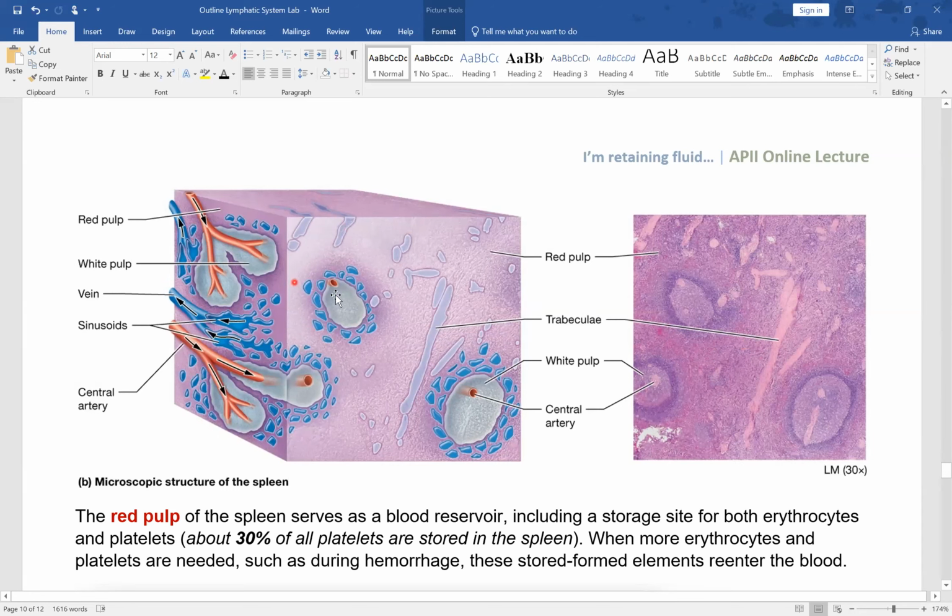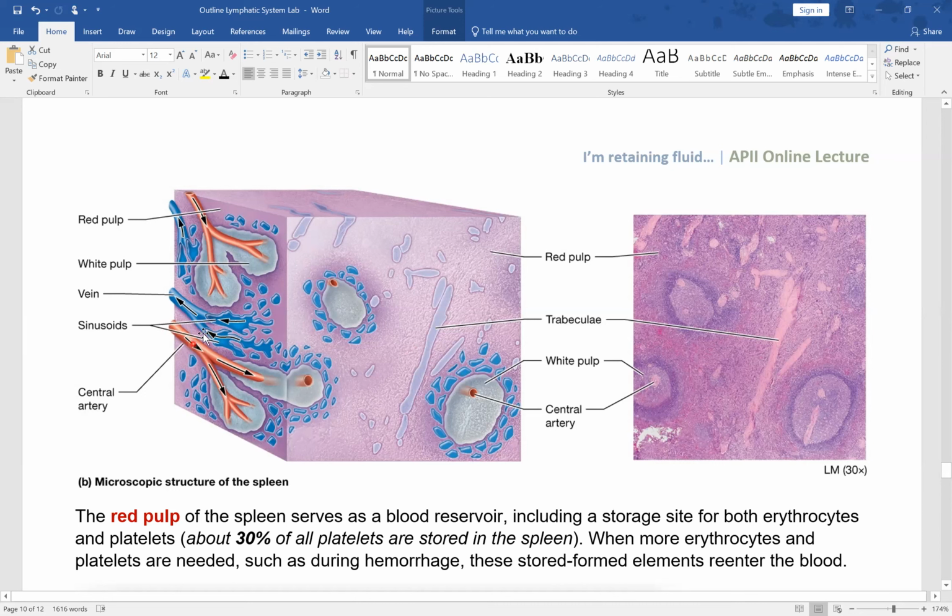Here's red pulp, white pulp, sinusoids, or little channels that go through here, a central artery, which blood is flowing through. And the spleen does a few things. It can store blood, act as a reservoir, so to speak. But the main thing it does is it filters blood. So any damaged cells or foreign antigen type things that are in the blood, they're going to get filtered. It also takes out damaged platelets and red cells and that kind of thing.